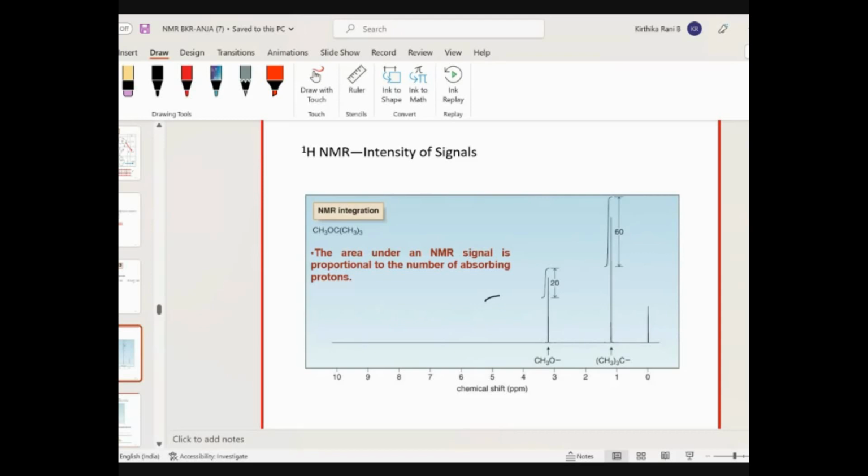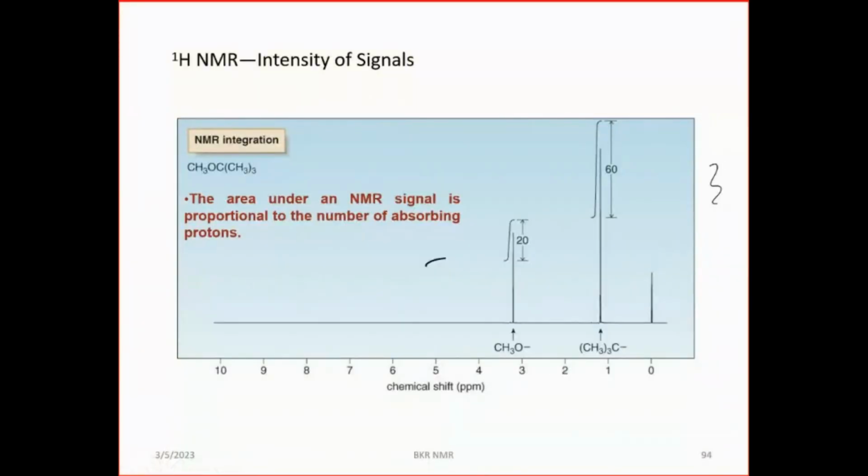Okay. Next concept is splitting. Before going to splitting, we should know something called intensity of signals. Suppose you have an NMR peak. The area under the peak will tell you about the number of hydrogens. In IR, I've already told you, you should not count like that. In IR, the area under the peak does not correspond to the concentration.